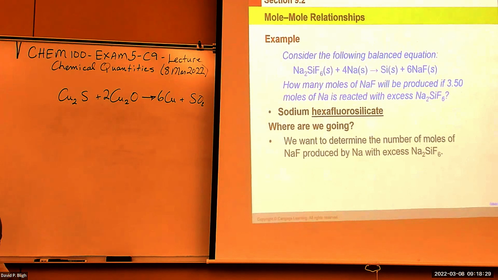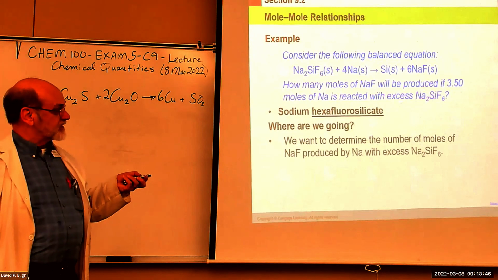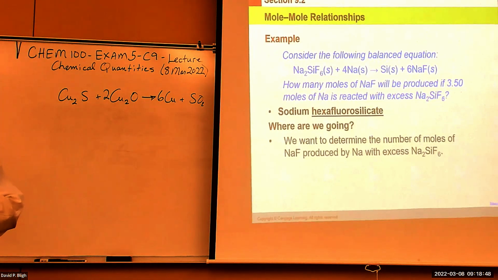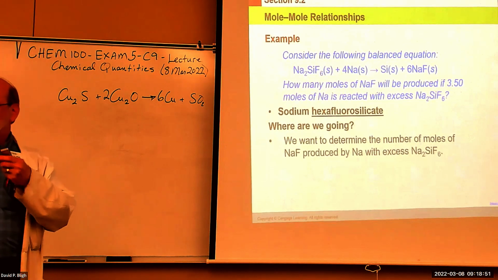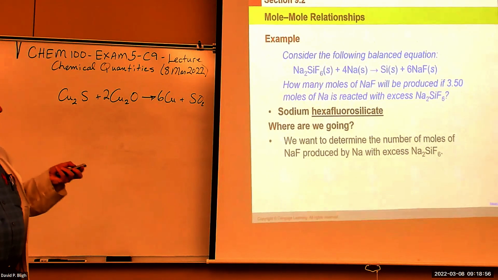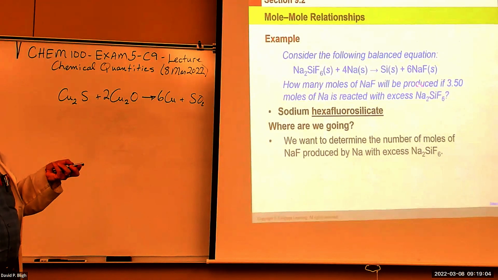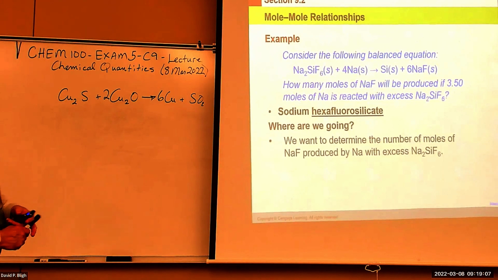Okay? So how many moles of sodium fluoride will be produced if 3.5 moles of sodium is reacted with plenty of the sodium hexafluorosilicate? So you may be wondering, why are we saying that's excess? We're going to get there. We're going to look at limiting reactants, but we're not there yet. Let's just assume for the time that we want to know how much of this will be produced from 3.5 moles of that. Okay?